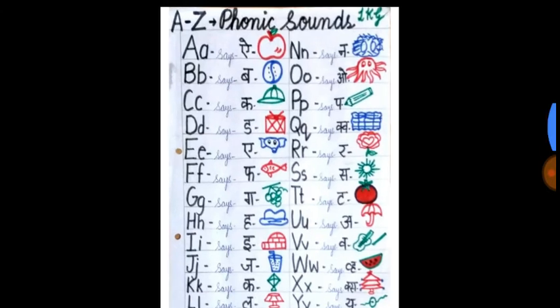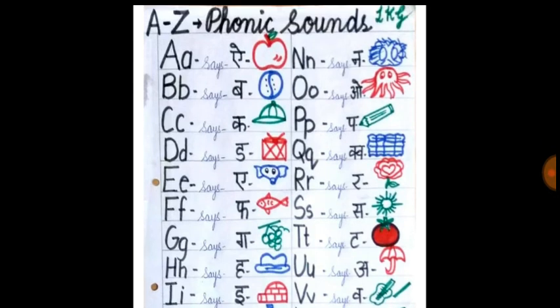This is the phonic chart. Now start repeating with me. A says a, apple. B says b, ball. C says k, cap. D says d, drum. E says e, elephant. F says f, fish. G says g, grapes. H says h, hat.